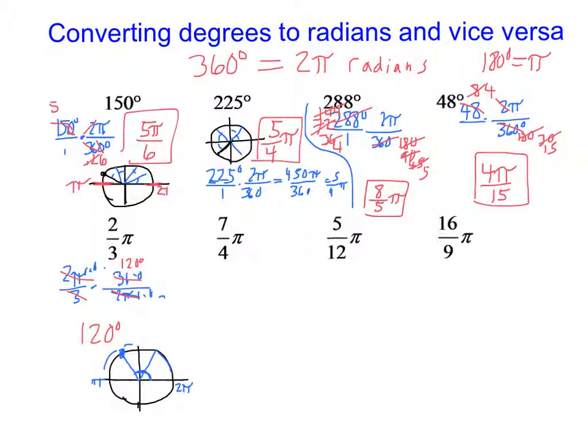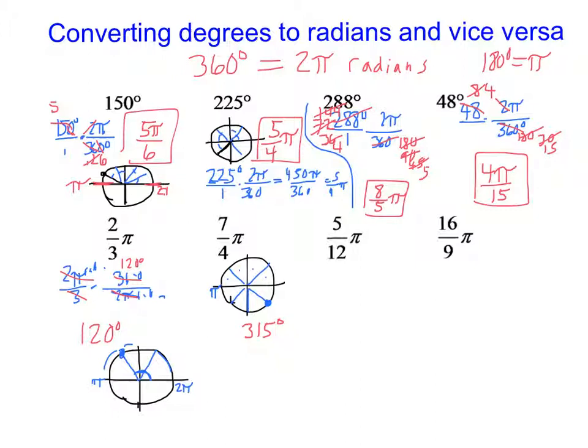I could think graphically about this one too, 7/4 pi. So there's a fourth, there's a fourth, 1, 2, 3, 4. That's 4/4 to get us up to pi. 5/4, 6/4, 7/4, right over there. So that is going to be 45 degrees past the 270, or 315 degrees. I think you're going to want to do them this way as much as you can.